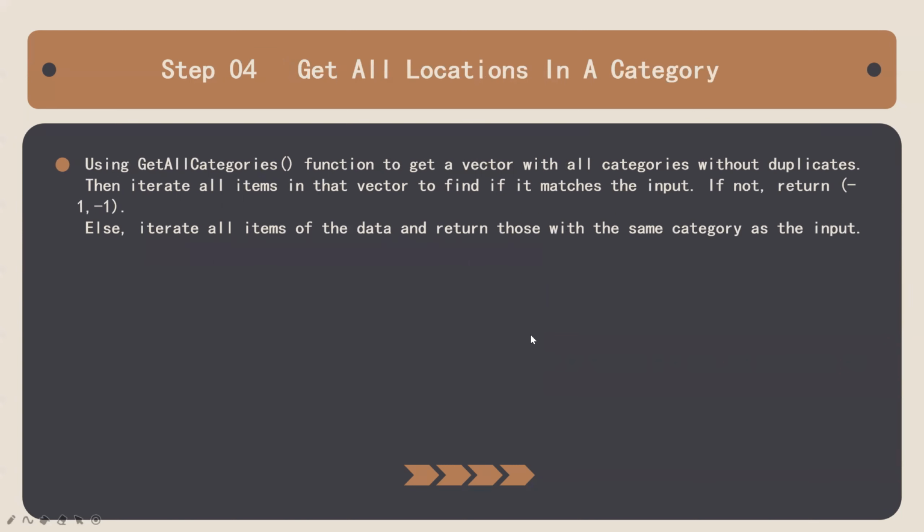For step 4, we can get all locations in a category. We use the get all categories function to get a vector with all categories without duplicates. Then we iterate all items in that vector to find if any matches the input. If not, it will return this result. Otherwise, we iterate all items of the data and return those with the same category as the input.